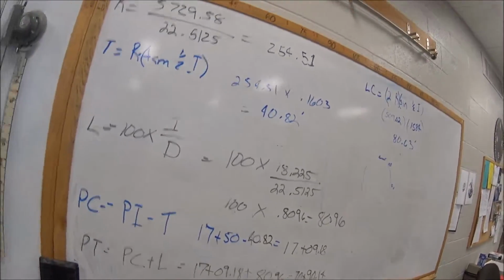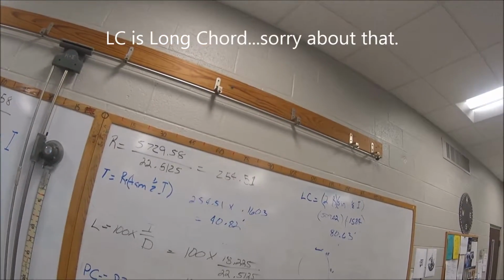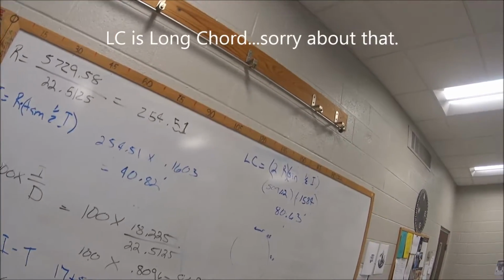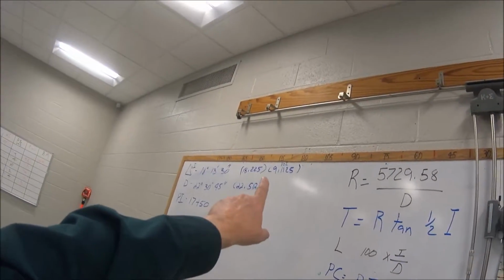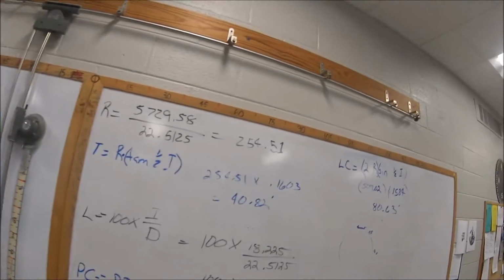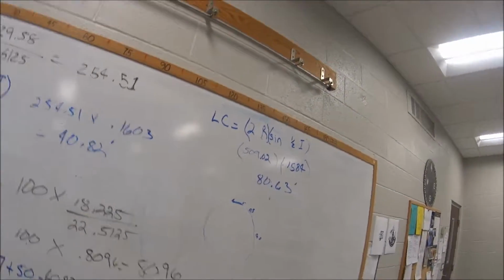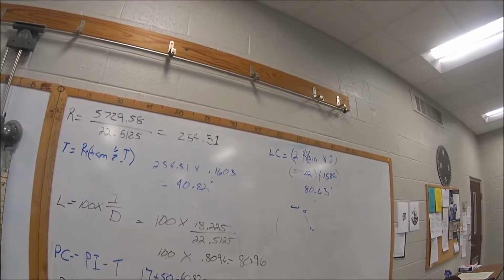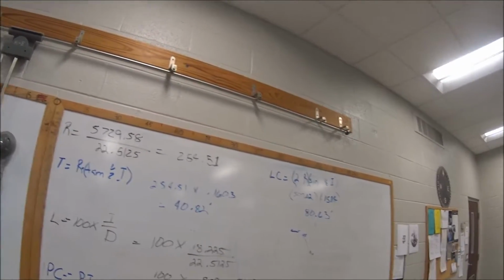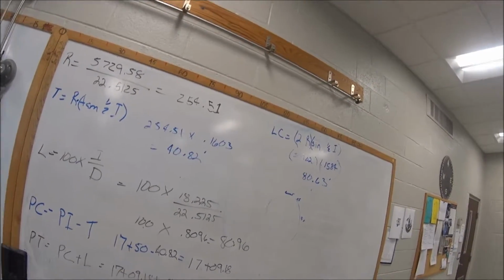Then the very last thing is your long chord. Your long chord, your formula is going to be 2 times R times the sine of 1/2 I. We've already calculated that 1/2 I out there earlier. Okay, 2 times R, this is R, 509.02 times 0.1584. Remember, that's half of that. Okay, and you're going to get 80.63.